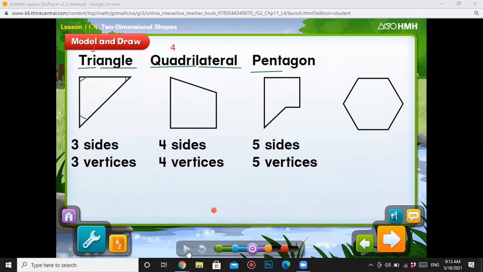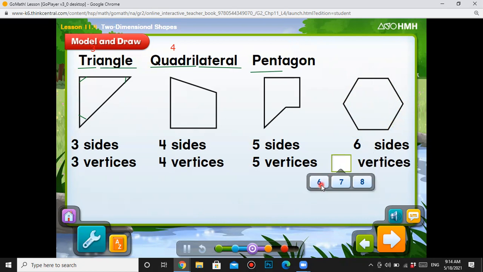Okay, let's see this one. How many sides does this shape have? Start by counting the sides. 1, 2, 3, 4, 5, and 6. How many sides are there? 6 sides. Excellent. Now count the vertices. 1, 2, 3, 4, 5, 6. How many vertices are there? Good job. There are 6 vertices.